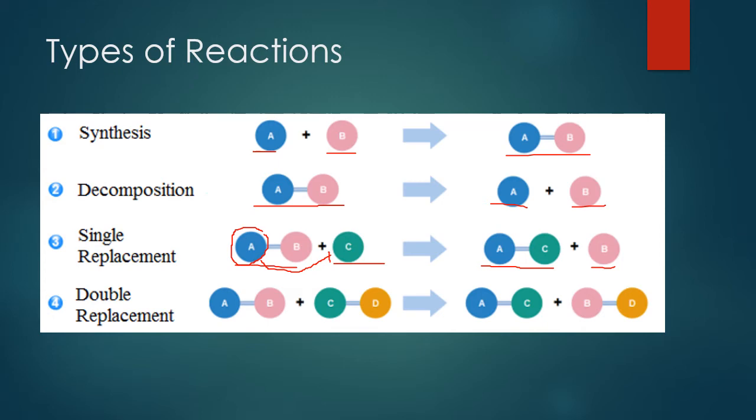Next, we have a double replacement reaction. So with double replacement, we have 2 compounds reacting together. So it's very similar to single replacement. It's just that now it's 2 compounds instead of a compound and an element. So 2 compounds, and now they're switching partners. So A and B are together on the reactant side, and then on the product side, A is now going to be with C. And then B and D will be together.